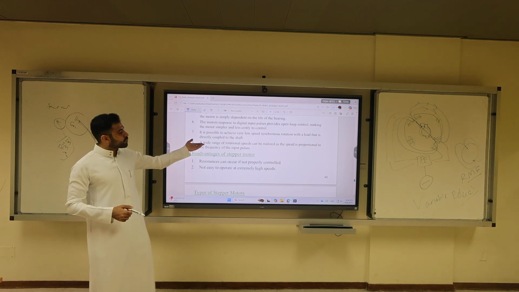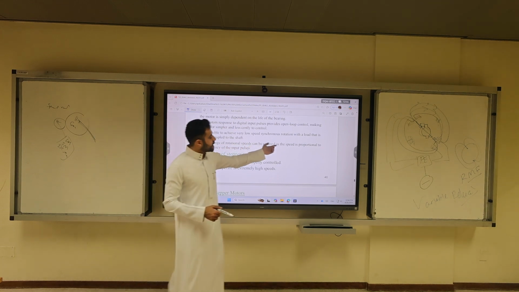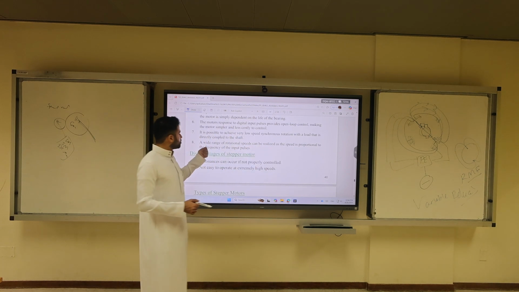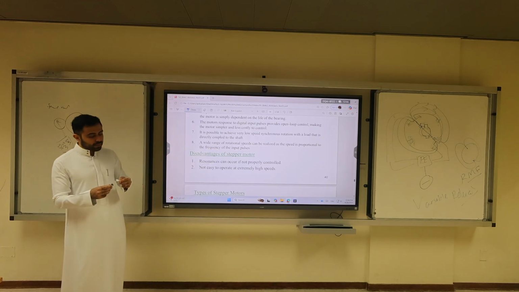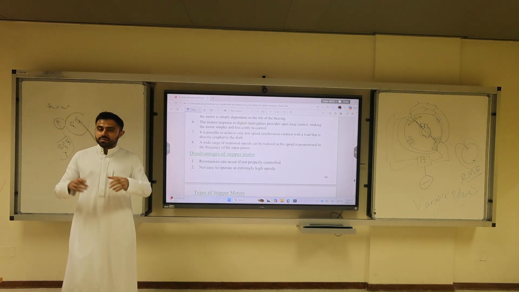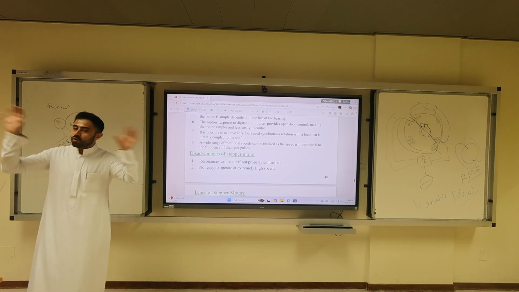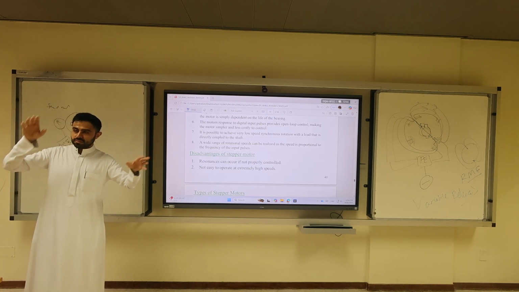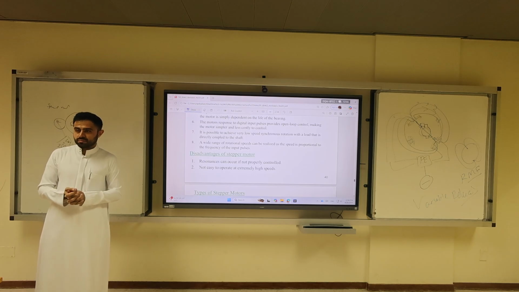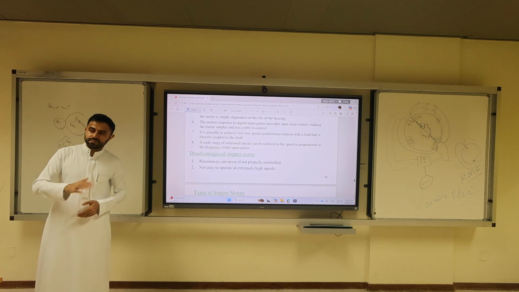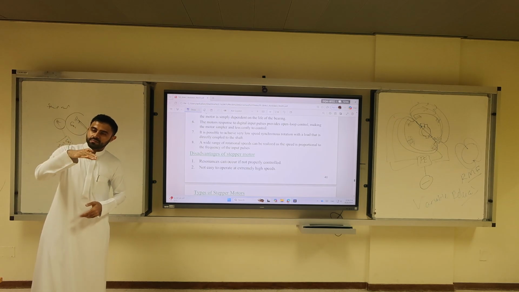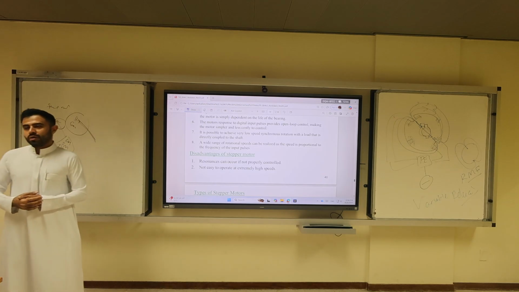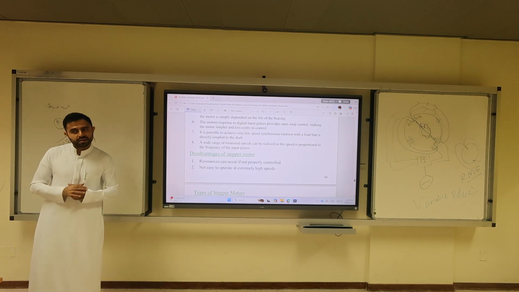A wide range of rotational speeds can be realized as the speed is proportional to the frequency of the input pulses. You can have the 4 windings fired at the same time. Doctor, the rotation will not be smooth, right? No, it's not smooth. It's step in step. Move and stop. You can't make it smooth. Well, it's not designed for that.